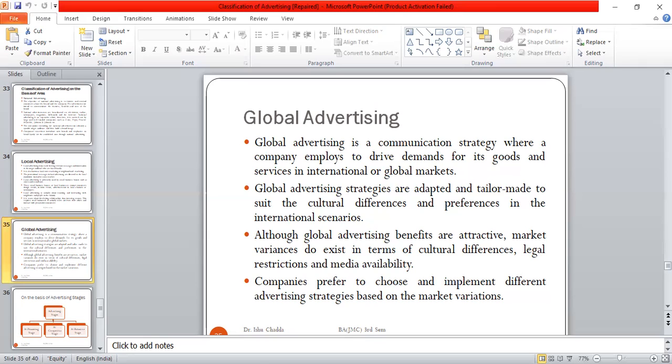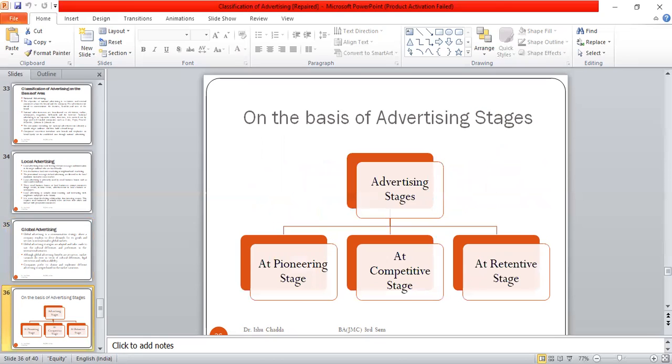You have to see their legal requirements. You have to see the cultural differences between your country and the other country. You have to see the media availability of that country. Companies prefer to choose and implement different strategies based on the market variations. On the basis of stages, there are three types. The first one is the pioneering stage, the second one is the competitive stage, and the next one is the retentive stage.